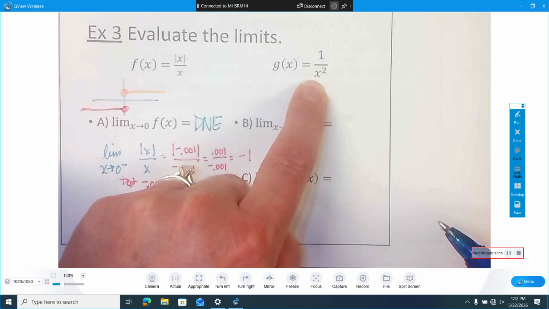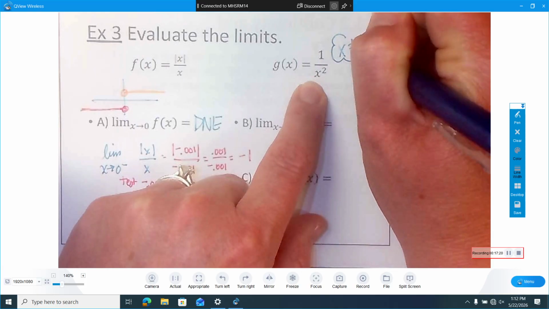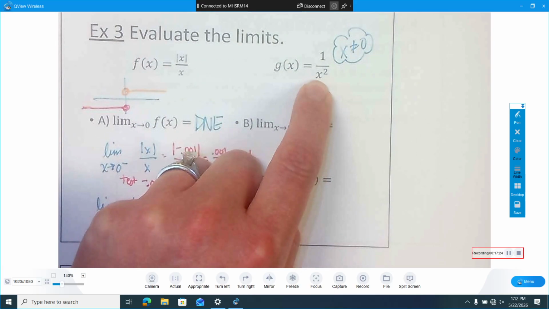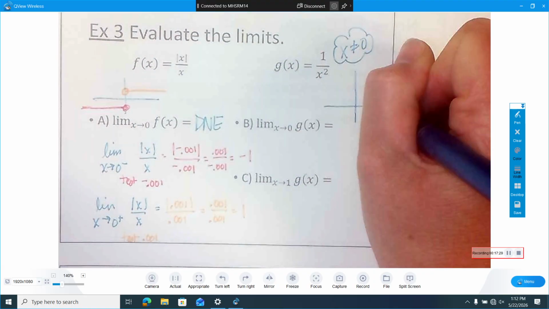Can we plug in a 0 for x? No. X cannot be 0. That's a good thing to recognize right off the bat. We cannot plug in a 0 because 1 divided by 0 is undefined. But I do want to look at this one graphically. I've already graphed it for you.